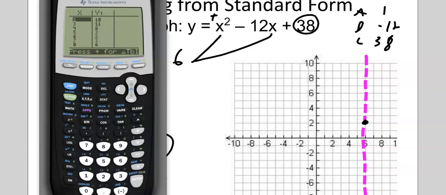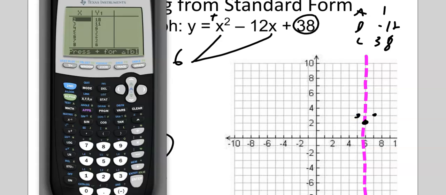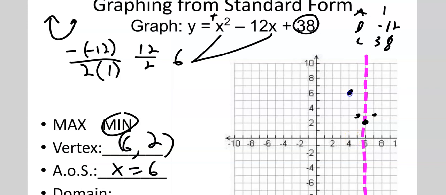And then it starts mirroring. All right? So 5, 3, and 7, 3. And then 8, 6, and 4, 6. And there is my graph. And you can see way off here, it's going to eventually hit 38.